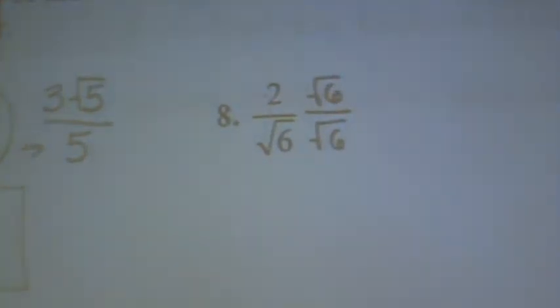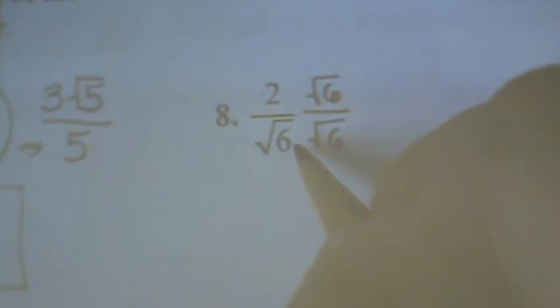Why wouldn't you multiply by root 2? Because you want to get rid of this. You'll get root 12, and the index is 2, so you need a group of 6. You need a group of 6 that equals the index.